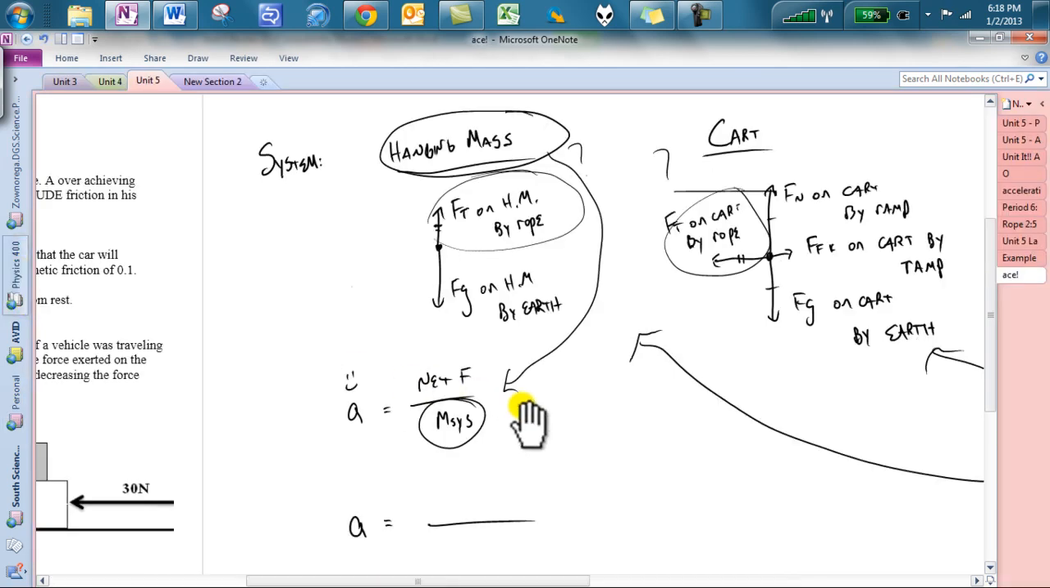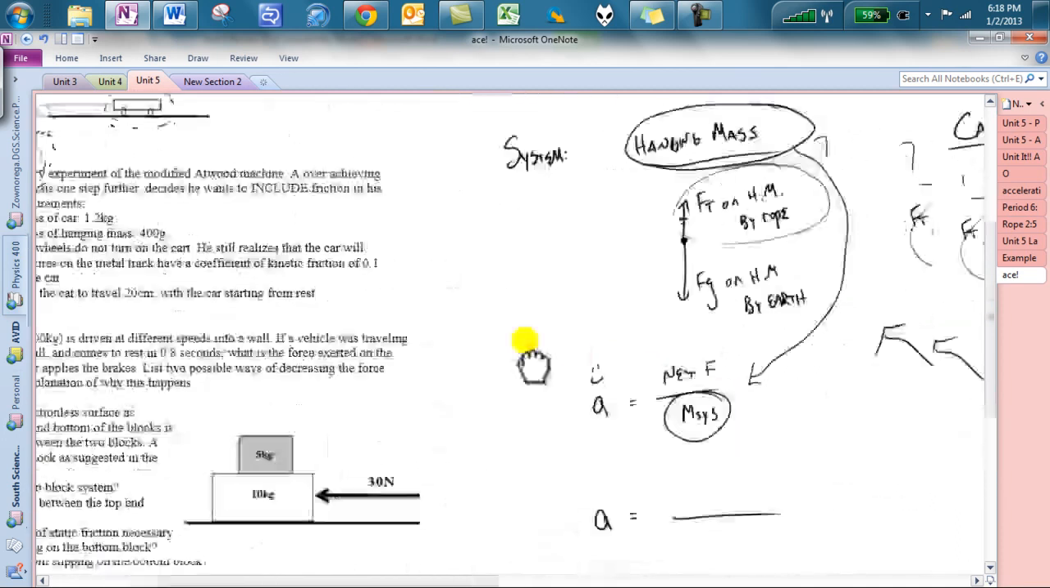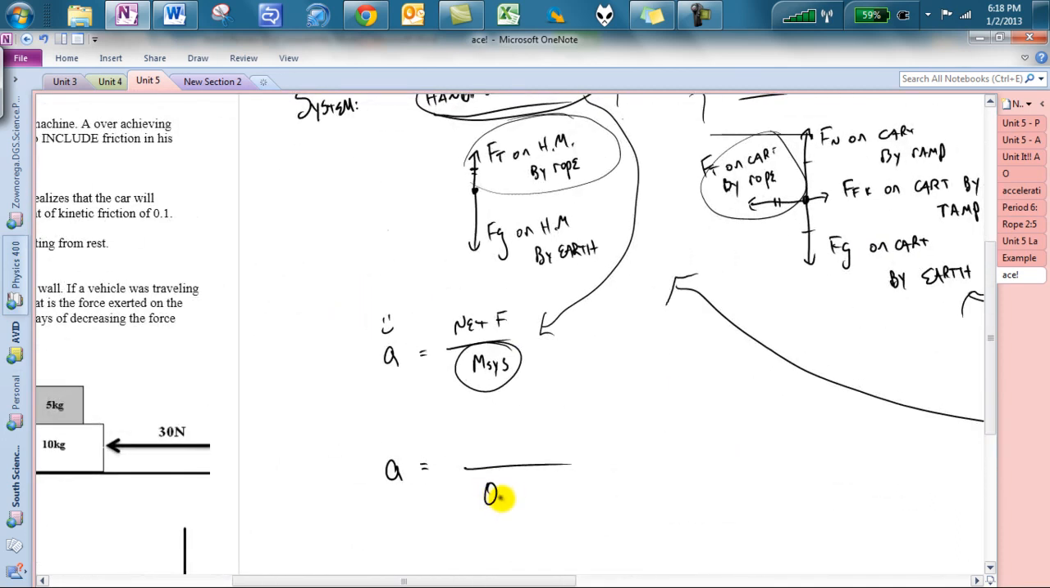The hanging mass in this situation is how much again? 400 grams. So again, I would translate those into kilograms like that. And again, I would take Ft minus the Fg on the hanging mass. And you're going to notice that I have enough information. I can solve for that. That I know. And of course I know the mass, so I can get my Ft.